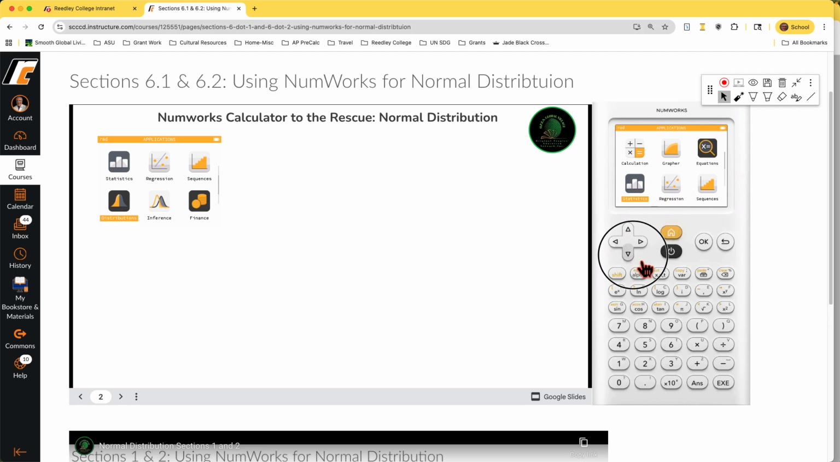So I can come down here, and usually it starts off with calculator, and then distributions is down here. This is the one we're going to be using.